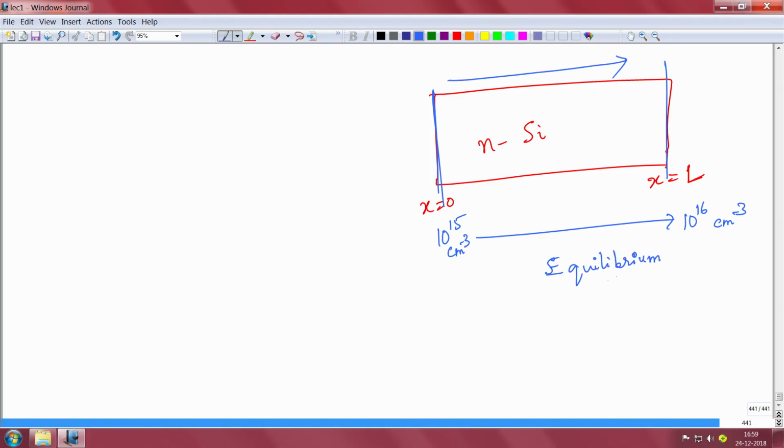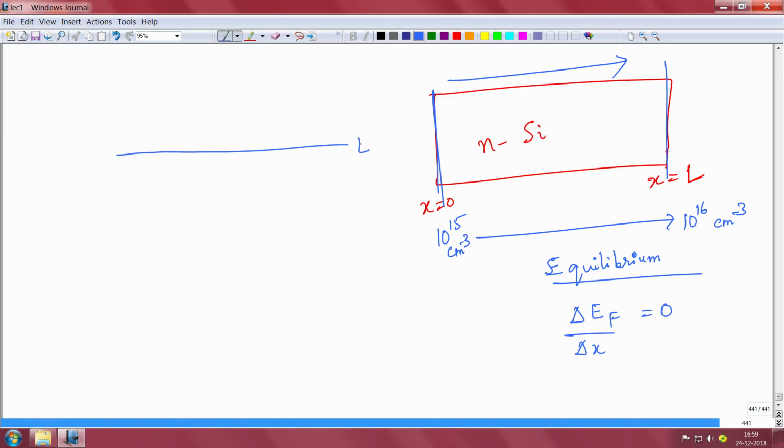And it is in equilibrium, which means there is no current flowing and the Fermi level is constant. There is no change in Fermi level with respect to distance. So how will you draw the band diagram? One thing is that the Fermi level has to be constant, right? The Fermi level cannot have a slope. How will you draw the energy band diagram of this?